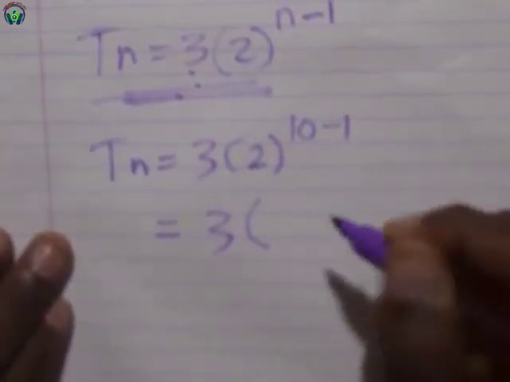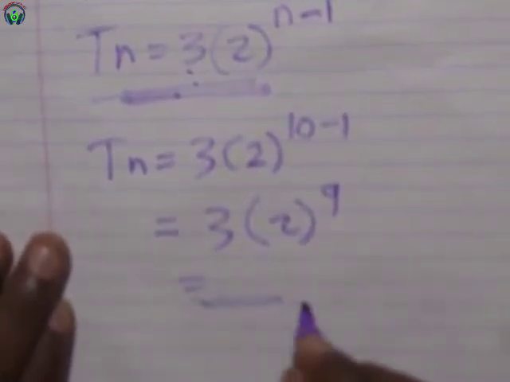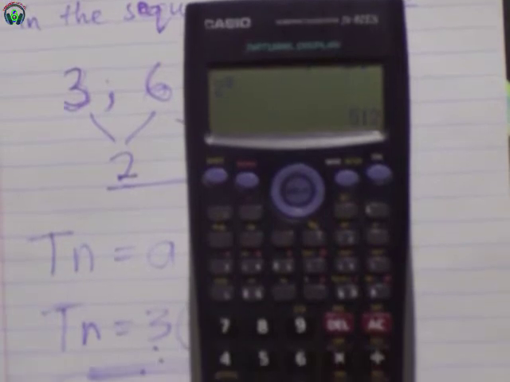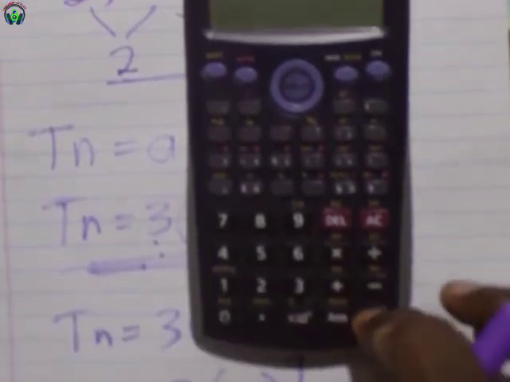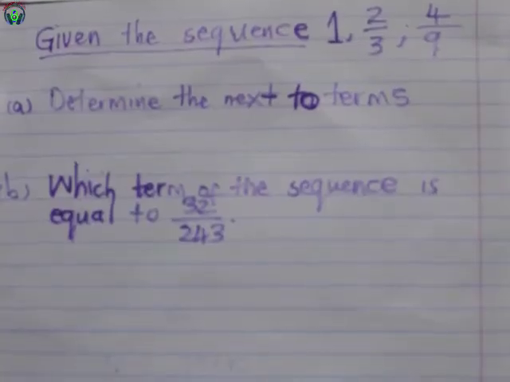10 minus 1 becomes 9, and 2 to the power 9 multiplied by 3 becomes the value of the 10th term. Therefore, 2 to the power 9 becomes 512, multiplied by 3 becomes 1536. We're given a practical example.